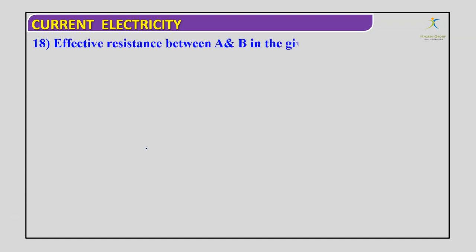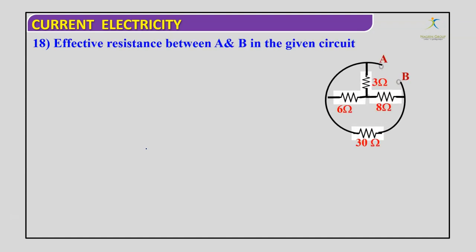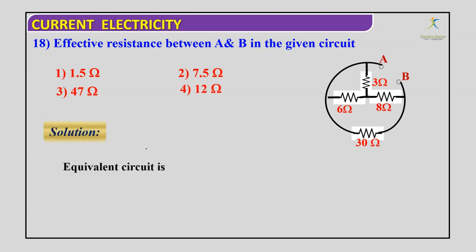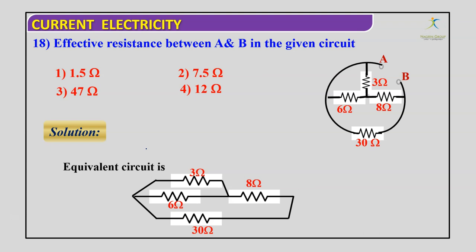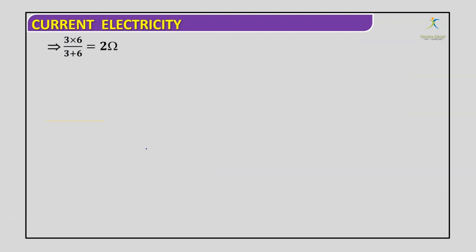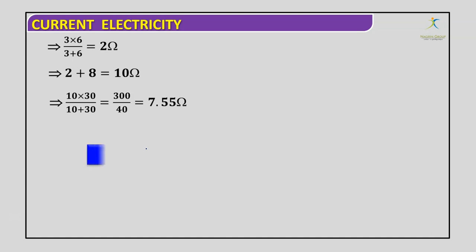Next, we have the effective resistance between A and B in the given circuit. We have a new circuit, this one. Our options are these. Moving to the solution part. The equivalent circuit is, if we solve the circuit, 3 ohm and 6 ohm are in parallel combination. We get this value. Now 10 ohm and 30, again this will be parallel. So we will get the final answer 7.55. According to this, the correct option for this question is option second. Hope you also get the same answer.